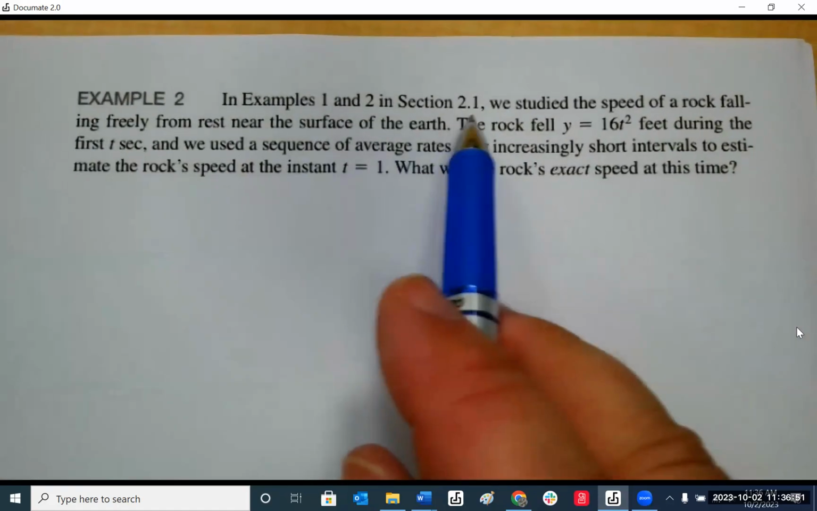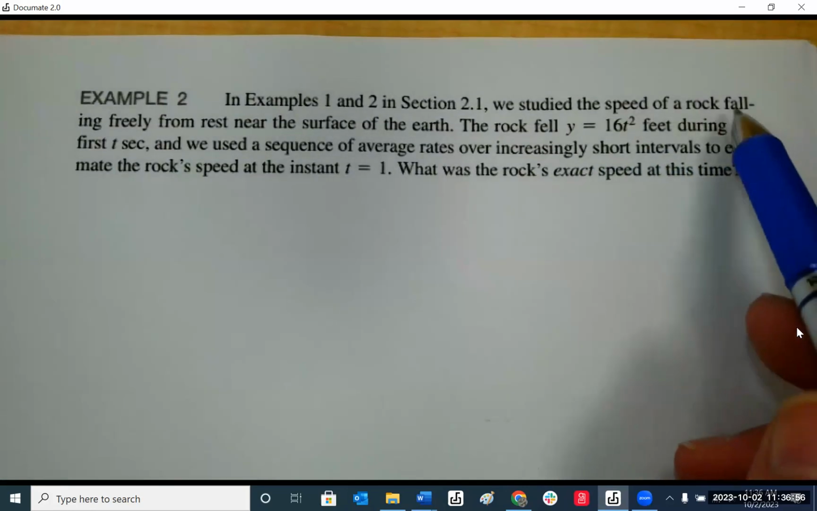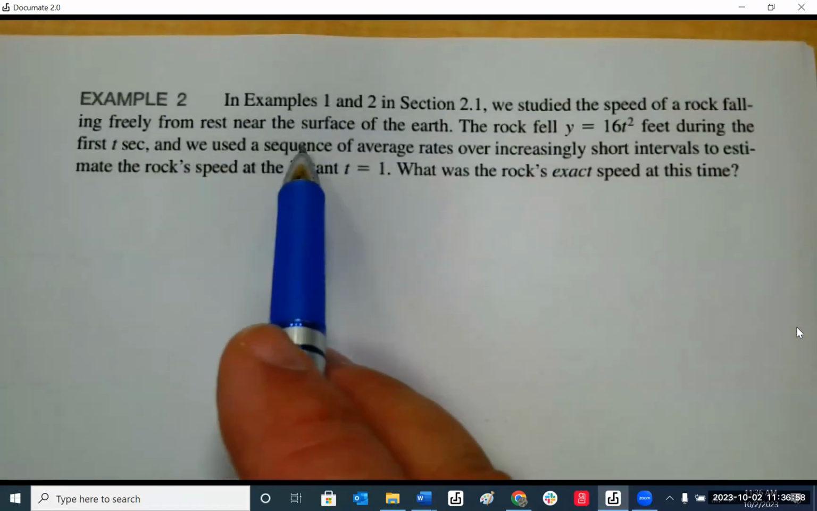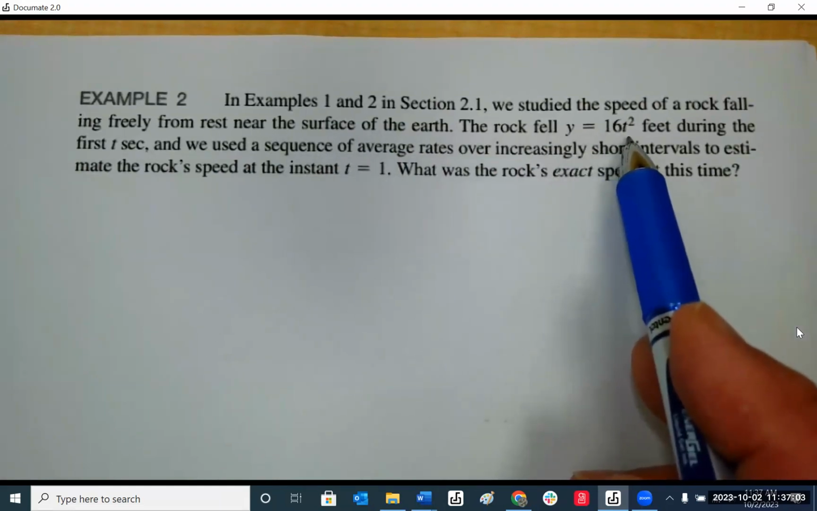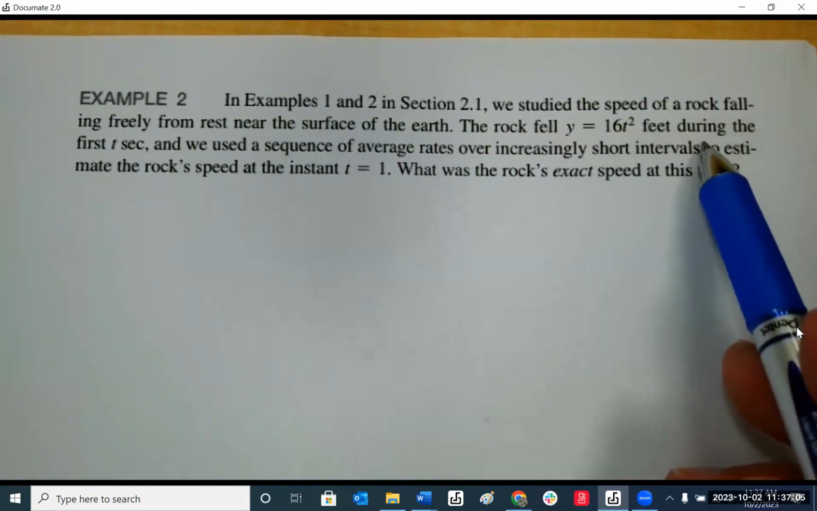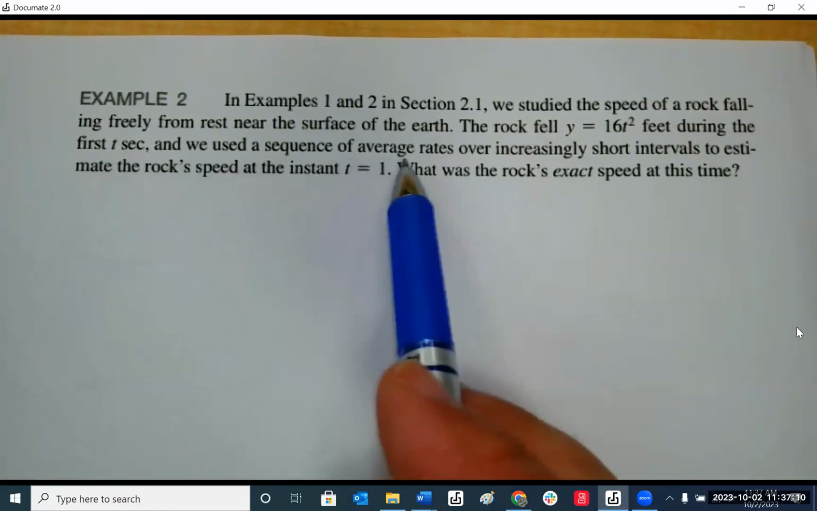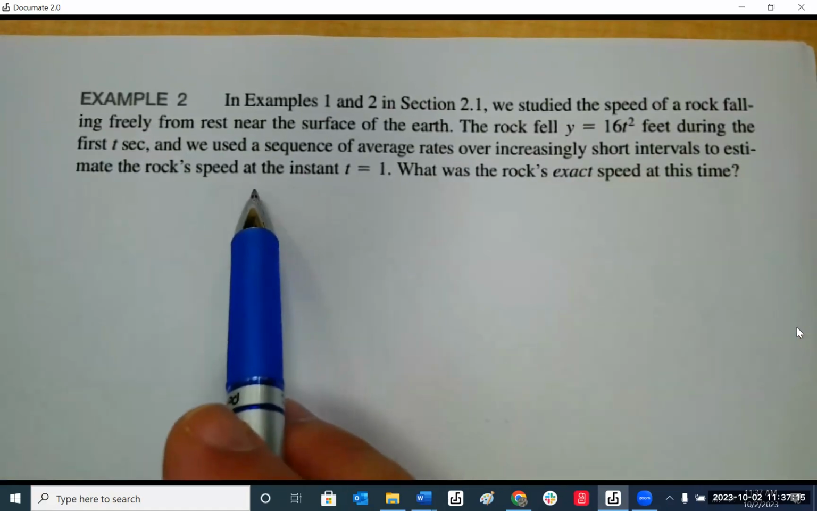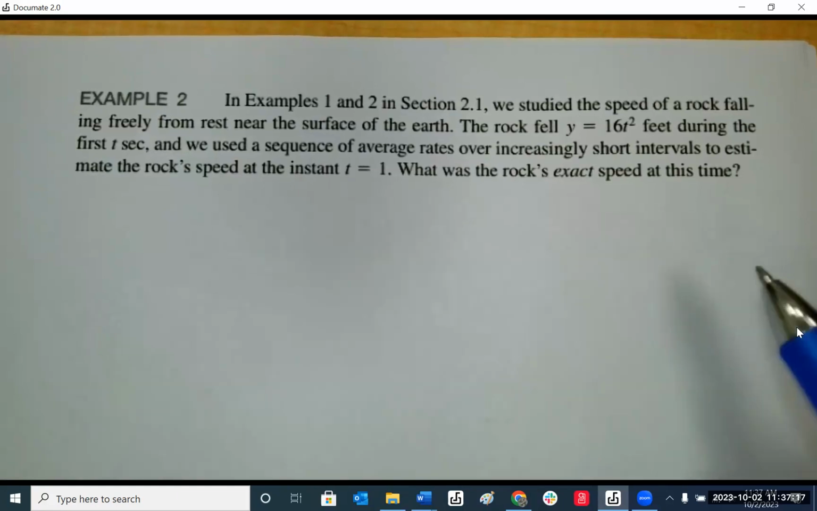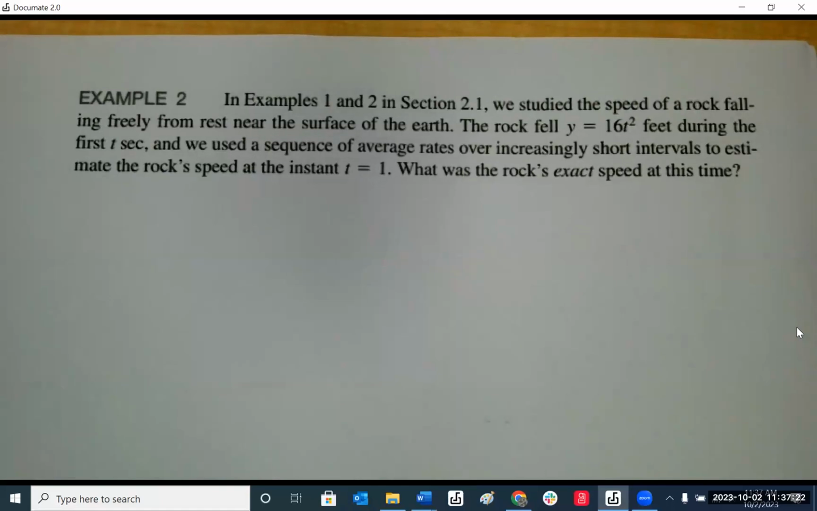In examples 1 and 2 last chapter, we studied the speed of a rock falling freely from rest near the surface of the earth. The rock fell 16t squared feet during the first t seconds. And we used a sequence of average rates over increasingly short intervals to estimate the rock's speed at the instant t equals 1. What is the rock's exact speed at that time? So how would you find it?